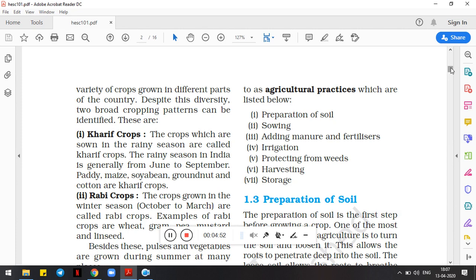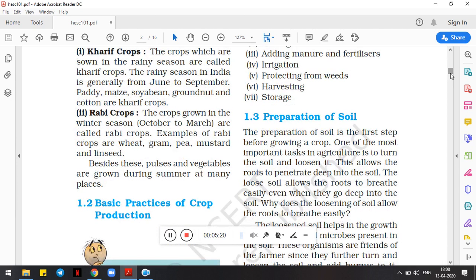You know, these Rabi crops which are grown in winter, you will be getting them now, isn't it? Say for example wheat. If your mother is storing wheat, she will be buying wheat in this season, in these months, like March, April, May. Besides these, pulses and vegetables are grown during summer at many places. So you have learned that crops have two patterns, kharif crops and rabi crops.